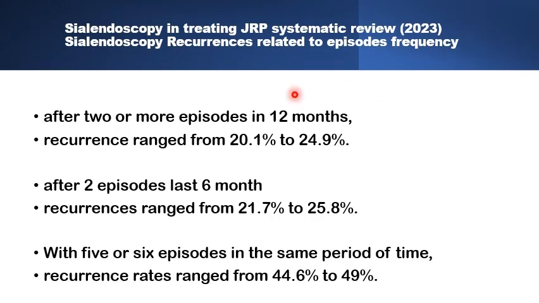So 25% of the patients after sialoendoscopy would have recurrences, but this is related to the frequency of the episodes before the operation. If you have only about 2 episodes in a year, you have a lower recurrence rate, between 20 and 24%. If you have 2 episodes every 6 months, it's not too far, between 21 and 25%. But if you have 5 or 6 episodes in 6 months or a year, then the recurrence rate would be almost between 44 and 49%.